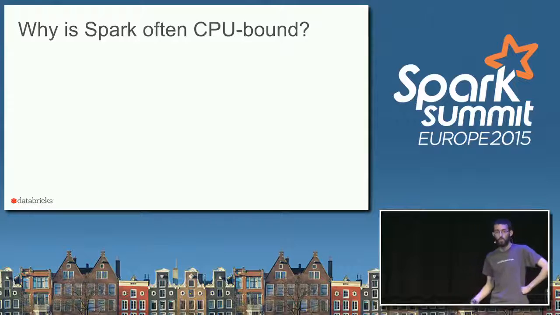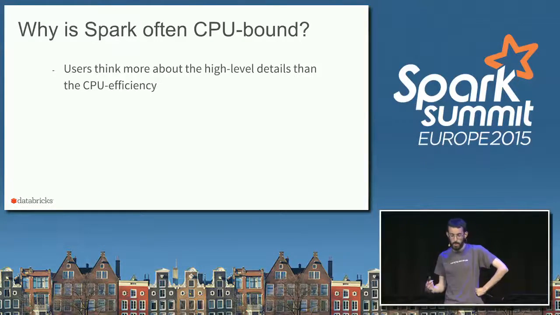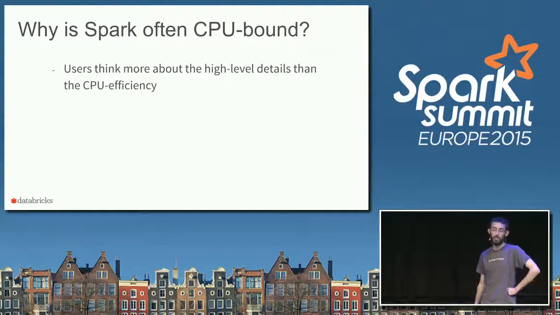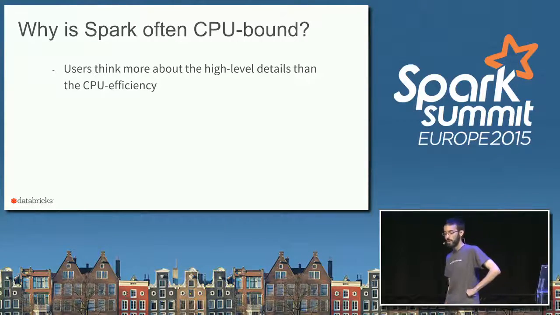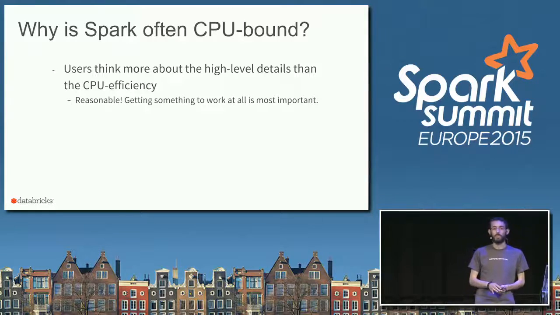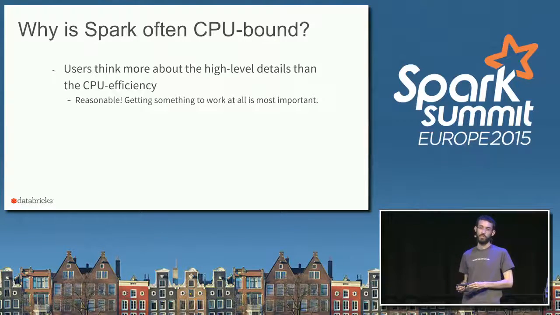So why is Spark often CPU bound? Well, the first people I'm going to blame is you guys. It's your fault. Users tend to think more about the high-level details than CPU efficiency. So is this a problem? Well, not really. This is pretty reasonable. As my colleague Reynold Xin would say, going from not working to working is the biggest performance improvement you'll ever see. So spending your time trying to express your thing rather than make it fast is pretty reasonable.